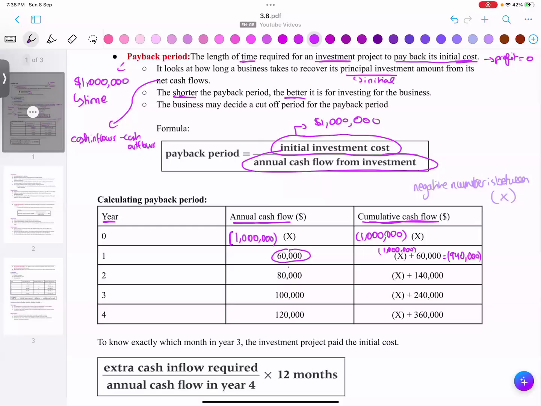And then when you make 80,000, the number you get is (860,000). Again, they're all in parentheses just because they're negative. Then you make 100,000, so the number you end up with is (760,000). Sorry, I don't want to confuse you with these numbers, but I'm just trying to help you understand what they mean.